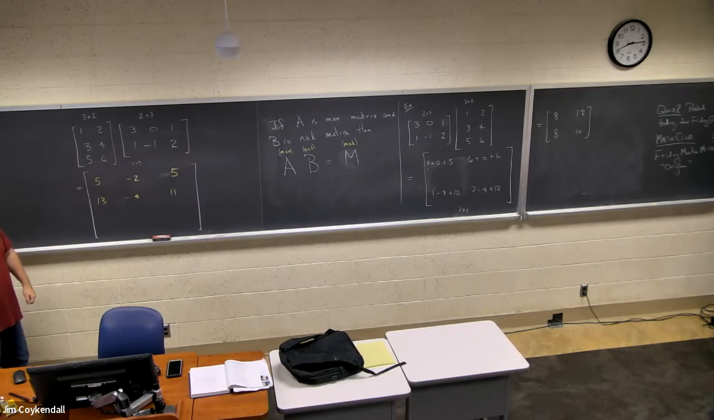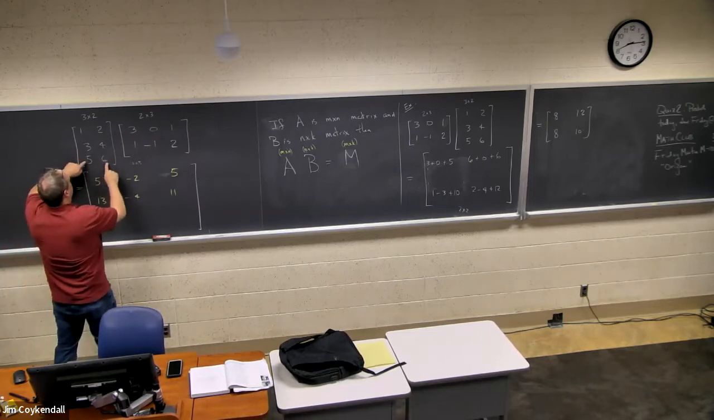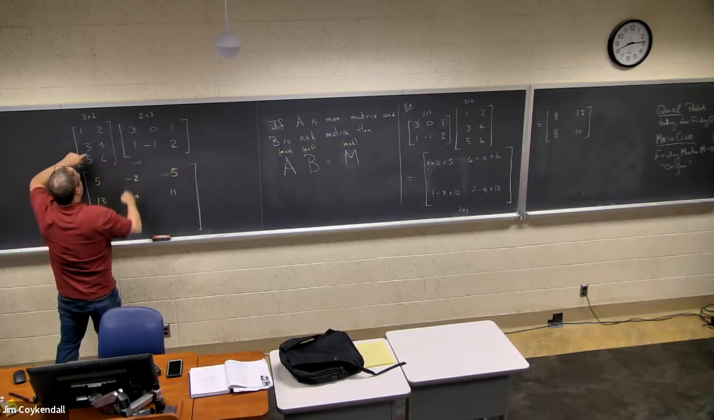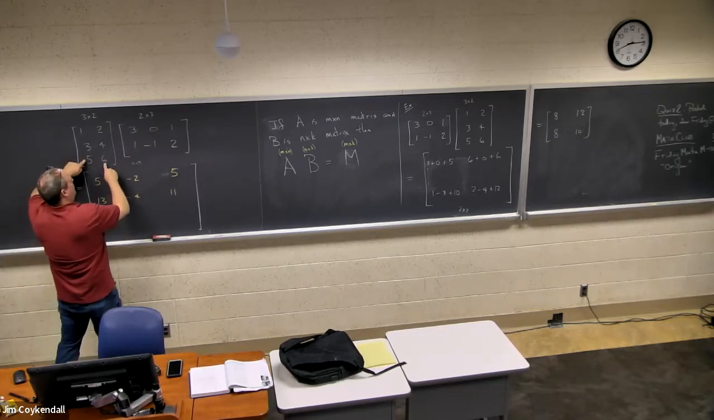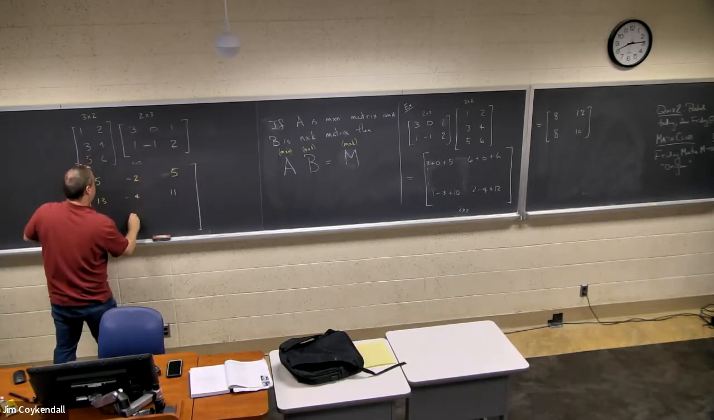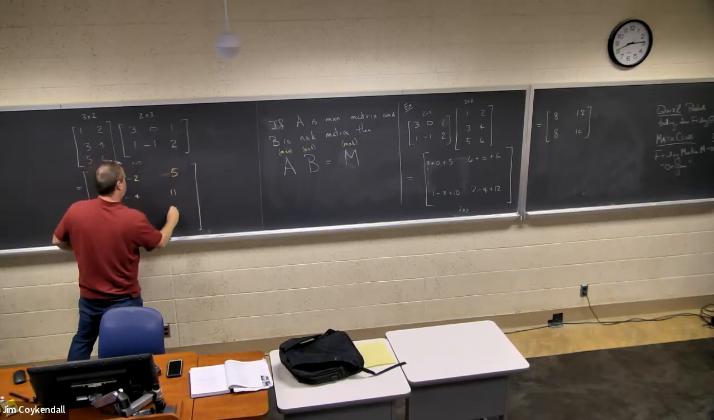Finally, to finish this off, we just now need to get the entries in the third row. So third row, first column, that's 15 and 6 is 21. Here we get 0, -6. And finally, we get 5, 12, 7.